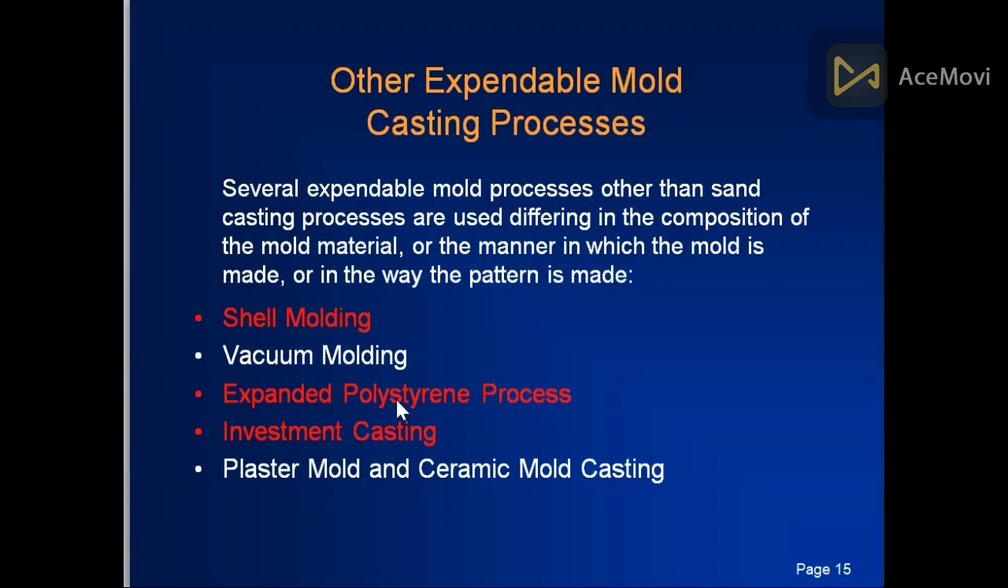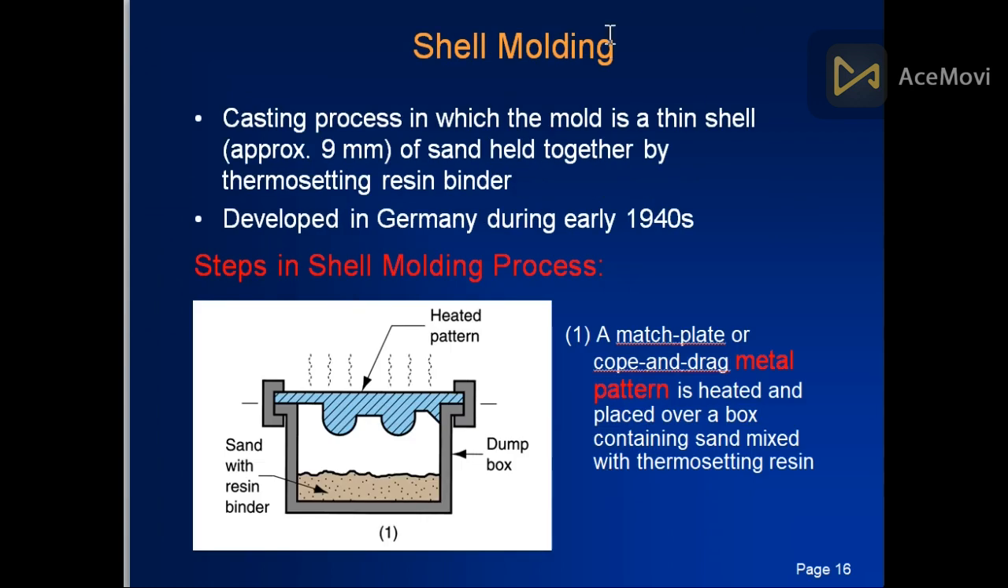There are some other expendable mold casting processes, which include shell molding, vacuum molding, expanded polystyrene process, investment casting, plaster mold, and ceramic mold casting. Shell molding: in the shell molding casting process, the mold is a thin shell of sand, approximately 9 millimeters thick, held together by thermosetting resin binder. It was developed in Germany during the early 1940s.